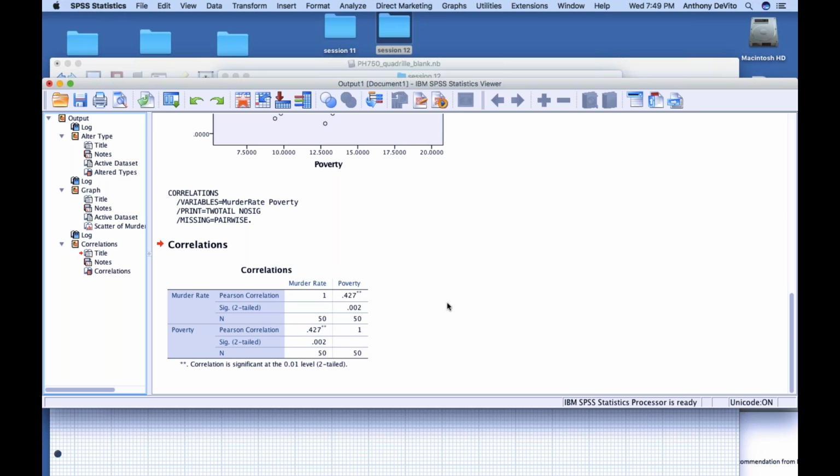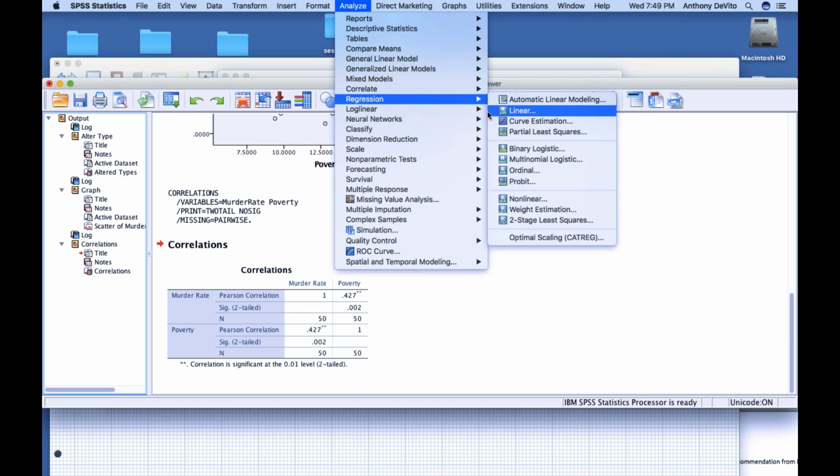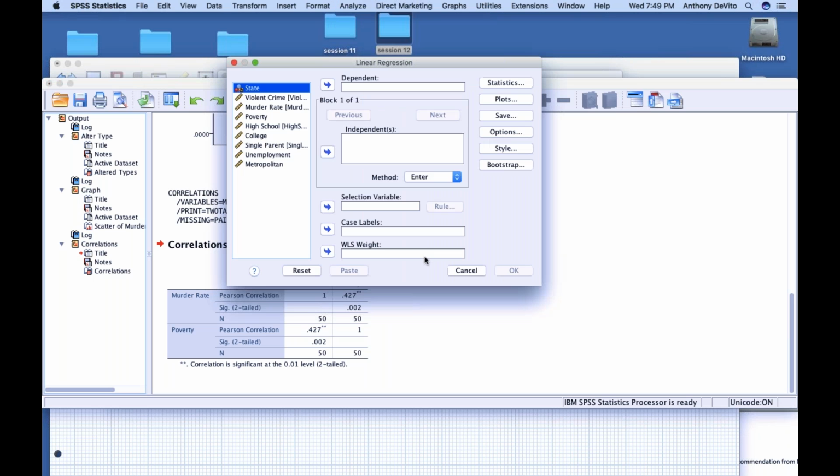Okay, so let's give this a try now. Let's see if we can evaluate this association using regression to really quantify it. See what the slope of the line is. See if we can quantify how much the poverty rate really impacts the murder rate. So I'm going to go up here to analyze. This time I'm going to go to regression. I'm going to go to linear regression.